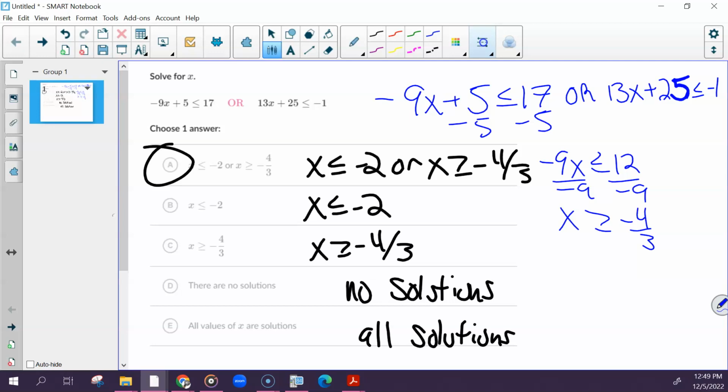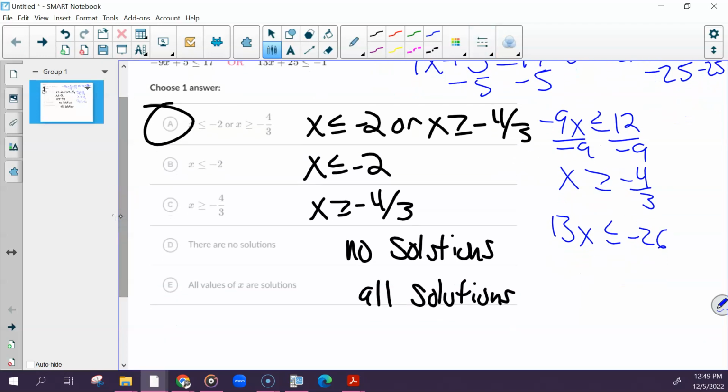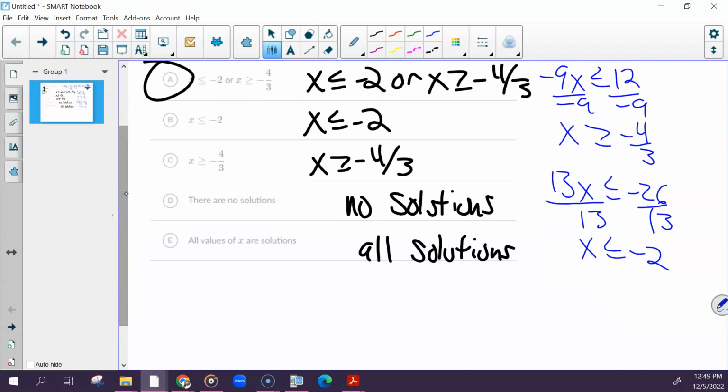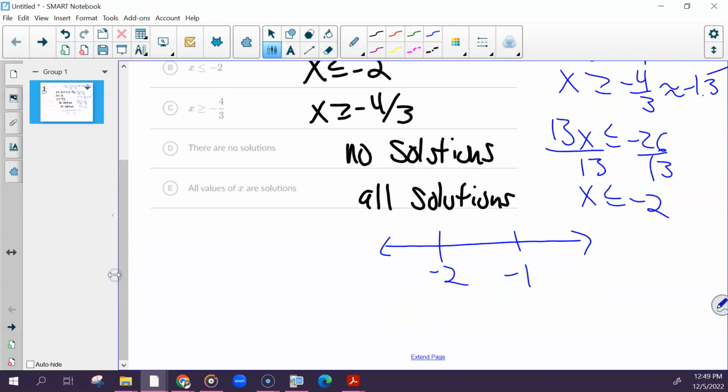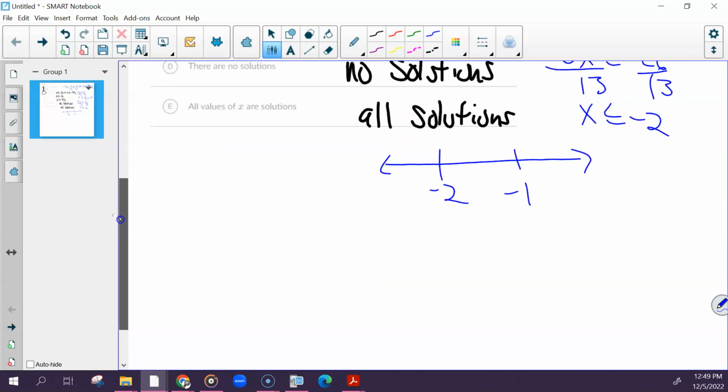Do the same thing to the other one. Subtract 25 on both sides. Divide both sides by 13. And then if we had to graph this on a number line, this is equivalent to negative 1.3 repeating. So on our number line, if I had negative 2 and negative 1, negative 4/3 would be somewhere right here.